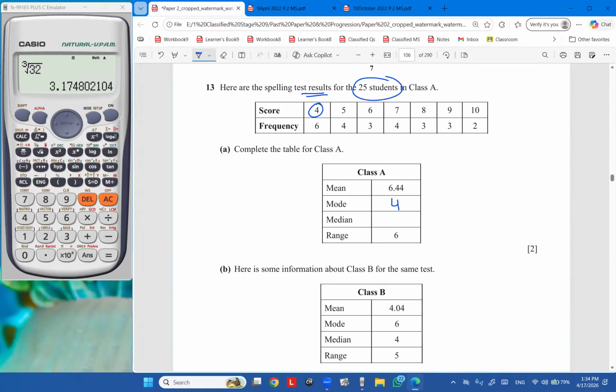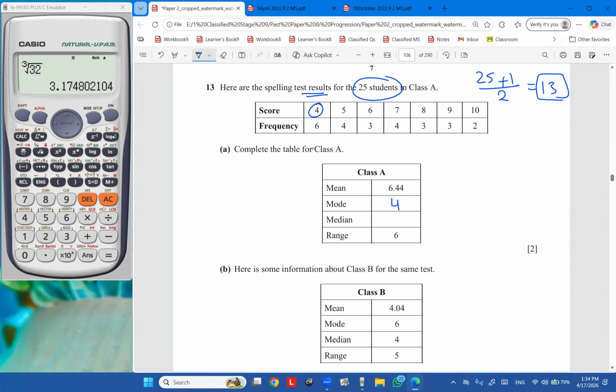While for the median, I need to add 1 to the number of students, which is 25 plus 1, then you divide by 2. This is the rule for the median to know the position of the median, not the median itself. So it gives you 26 divided by 2. It is in the 13th position, but I still don't know which score this is.